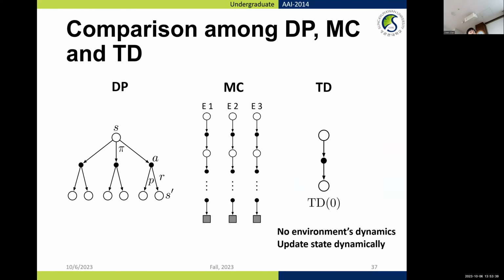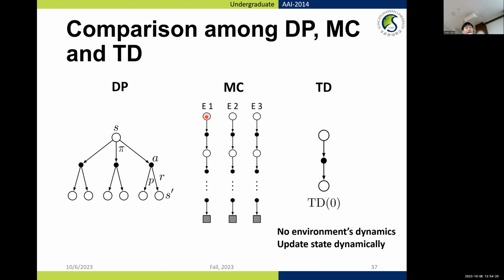If we compare DP, MC, and TD together, the first one is DP. We have a state S here. Based on policy pi, we have multiple actions to select, and each action has a probability. If we select a particular action, it has a reward, and we move to the new state. We collect all those possibilities to update the neighboring states, to update the current state.